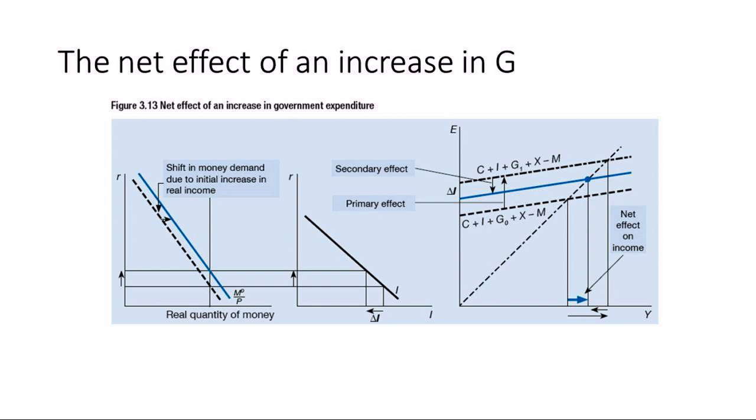So there's an initial expansionary effect due to the increase in government spending, but then there's a contraction due to the decrease in investment. The net effect on income is positive, and there is an increase in income due to this initial increase in government spending. The key thing to realize is that there's a primary effect and then a second round or secondary effect that you need to take account of now that we have linked the real sector with the monetary sector.